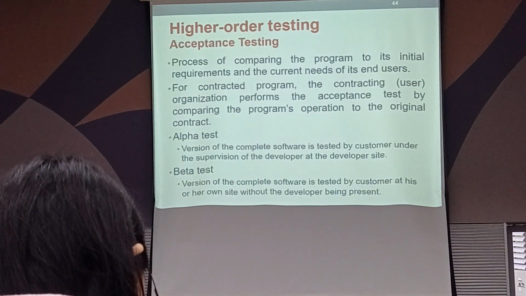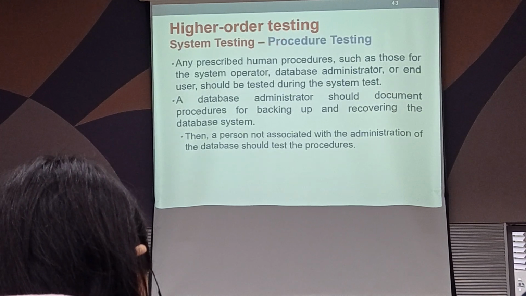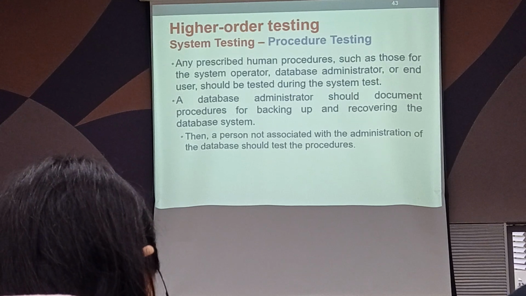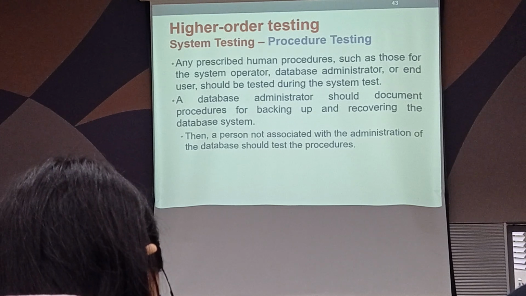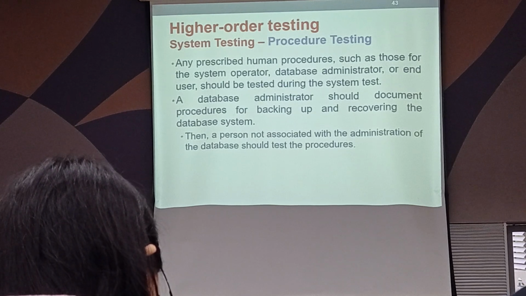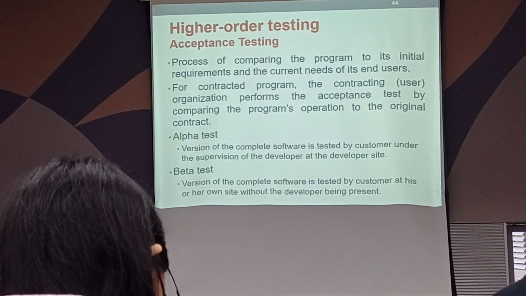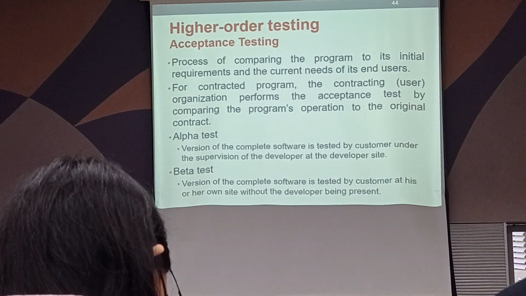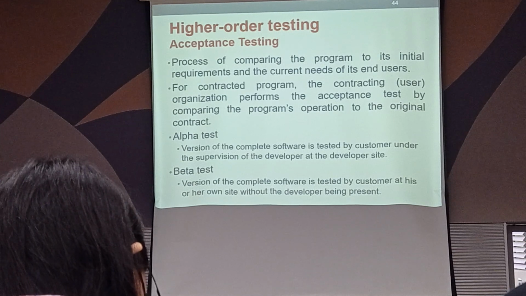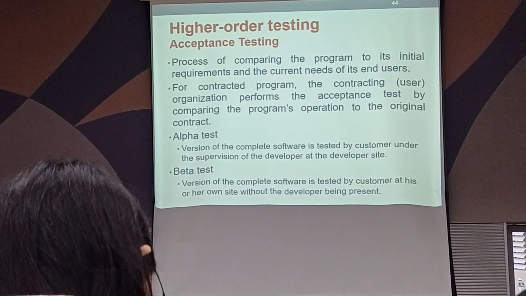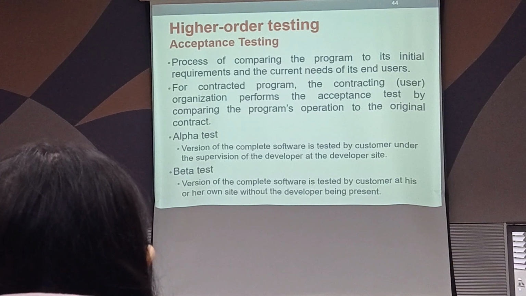Then we have acceptance testing. If you see, until here it is the higher order testing at the system level. Once we have confirmed the system has fulfilled all these different types of system testing, we can move to acceptance testing. Like what we discussed just now, there are different types of acceptance testing, but here we focus on user acceptance testing.